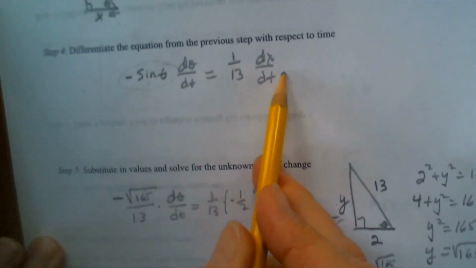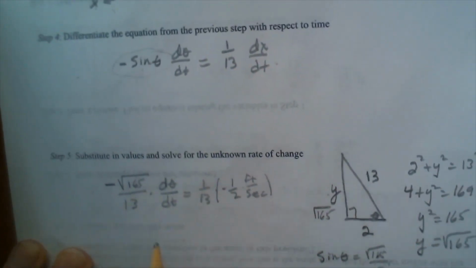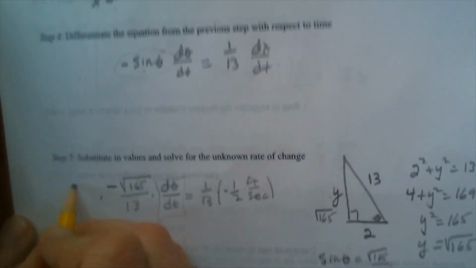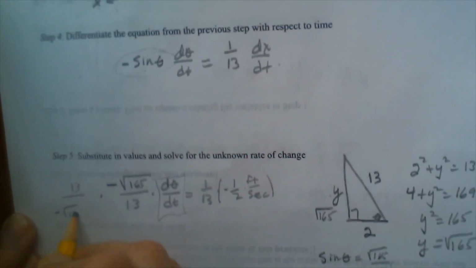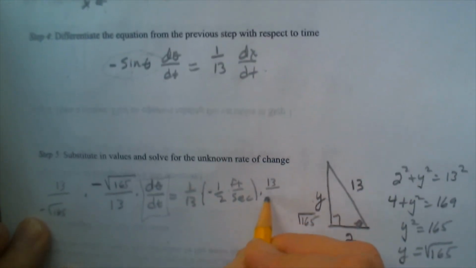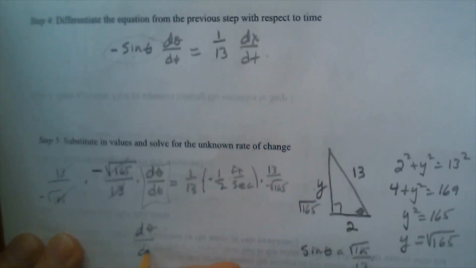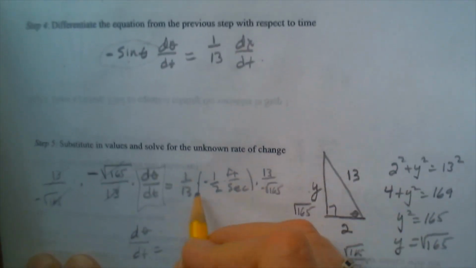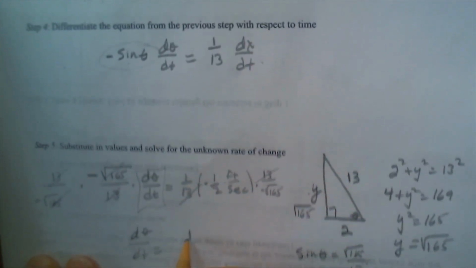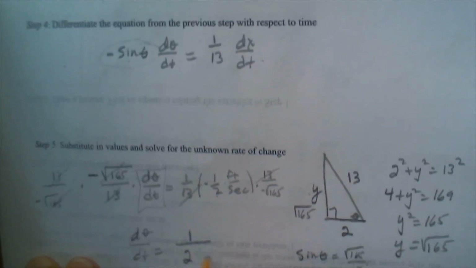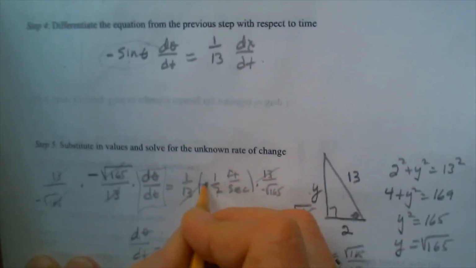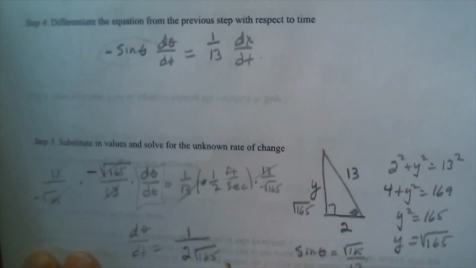So we've got everything substituted into this equation, so now we can just do a little bit of arithmetic here to solve for d theta dt. We can multiply both sides by 13 over negative square root of 165. So we can get d theta dt is equal to, this 13 in the numerator and this 13 in the denominator can cancel out. So what we have left in the numerator is just 1, and in the denominator we're just left with 2 times the square root of 165. Negative times negative will give you a positive, so this is a positive 2 over square root of 165.